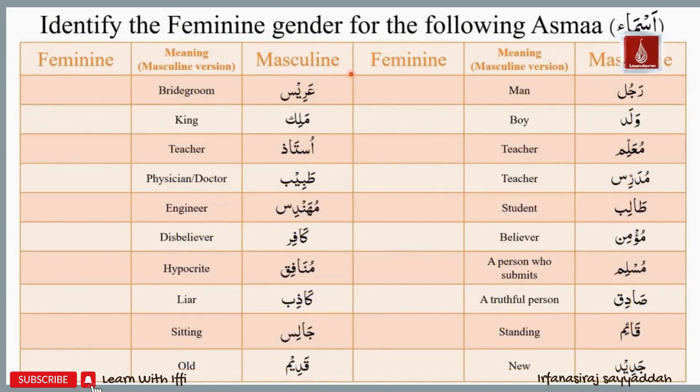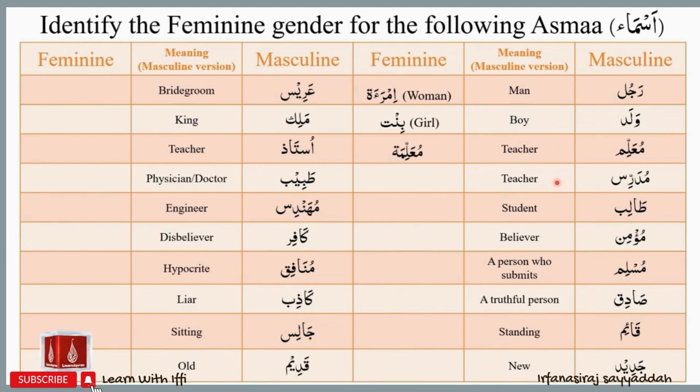Next, we will identify the feminine gender for the following asma. The first one, we have Rajul, which means man, and the feminine gender will be Imra'ah, which means woman. Walad means boy, and the feminine will be Bint, which means girl. Muallim is a teacher, and to make Muallim into feminine, we will add Zabar on Mim and add gol ta at the end, which will give us Muallima.